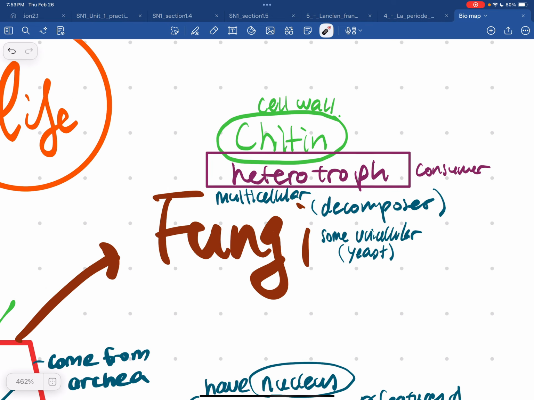So fungi now: their cell wall is made out of chitin, and these are also heterotrophs, so they eat. They're also consumers. They absorb food from their surroundings. They are decomposers, because mushrooms are decomposers. Most are multicellular, but some are unicellular.